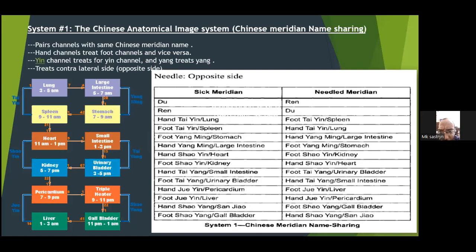So this is called needle the opposite side. Opposite side means what? If the pain is here, you have to needle on the opposite side. For example, if the pain is in a due channel, needle in the opposite side channel. If the pain is in the lung, you will needle the... which is the sick meridian? The meridian which has the pain. So hand tai yin balances foot tai yin. Yin balances yin. Yang balances yang. So hand tai yin balances foot tai yin.